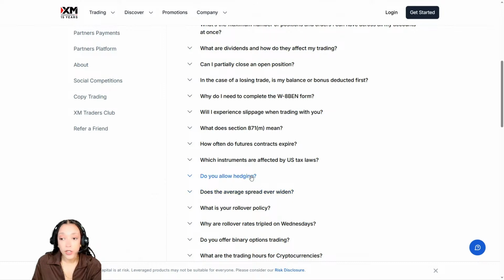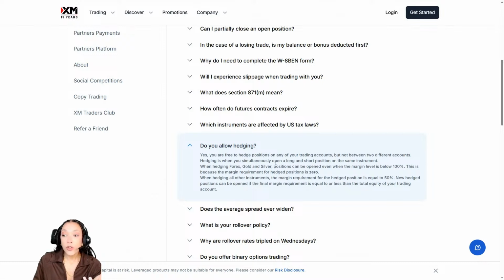Do you allow hedging? So that's another good question. You guys are free to hedge positions on any of your trading accounts, but not between two different accounts. Hedging is when you simultaneously open a long and short position on the same instrument. So if you didn't know, now you know what that term means.